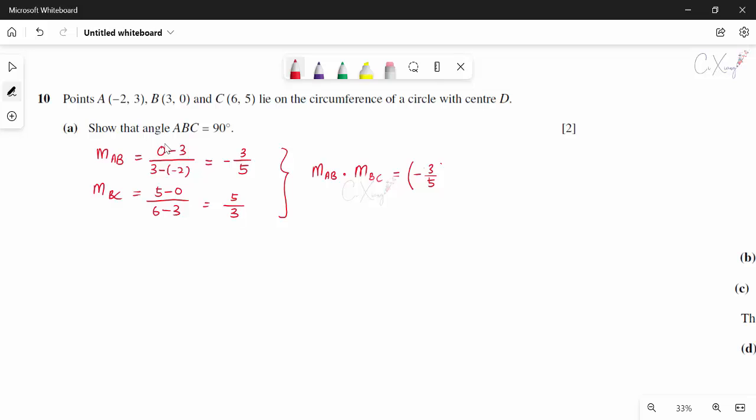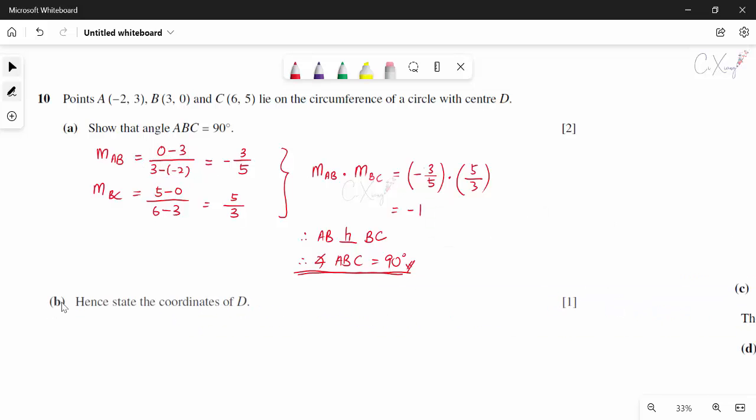We have negative 3 over 5 multiplied by 5 over 3. The answer that we get is negative 1. So that means BC and AB are perpendicular to each other. You can write it like this: AB is perpendicular to BC, and therefore the angle ABC is 90 degrees. You need to show all the values for the gradients here. Then now we continue to part B.